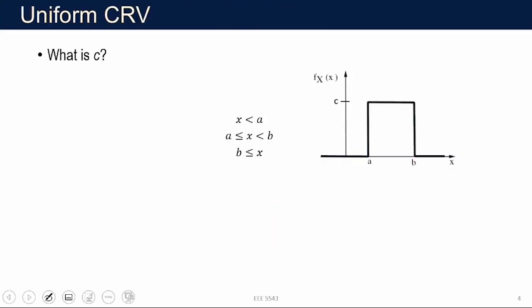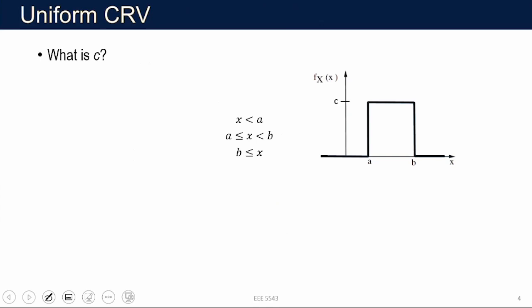Now, let's look at an example of a continuous random variable. And the most basic one is the uniform one, that is uniformly distributed over some range. So it may present itself as this. And you can see that it's defined over 3 intervals, really. Before A, between A and B, and after B. And obviously, one of the first questions we might ask is, what is C?